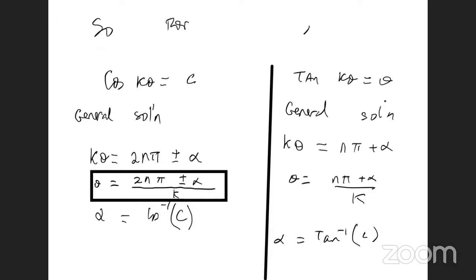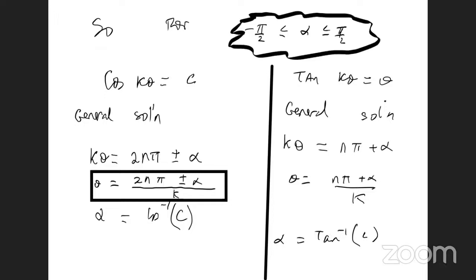Please notice for all of them that we could take alpha between minus pi on 2 and pi on 2. So we could take alpha for all of them within this boundary, right?